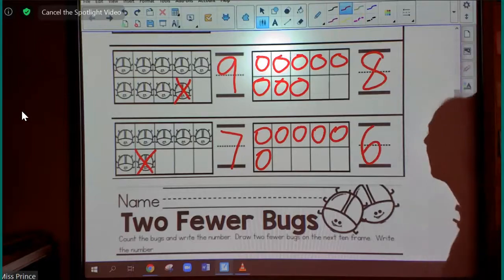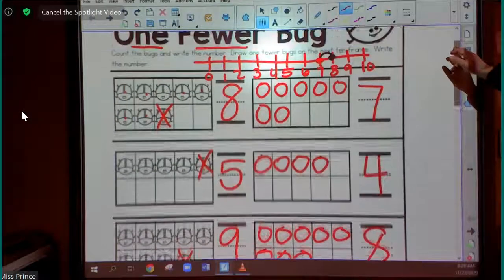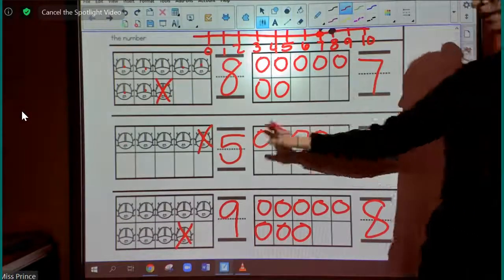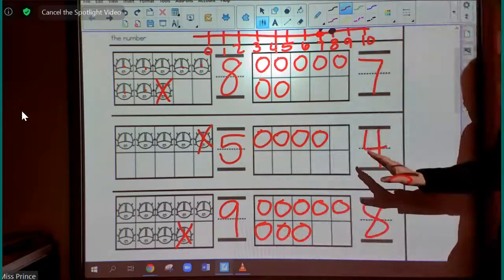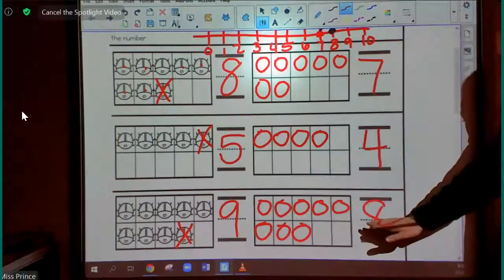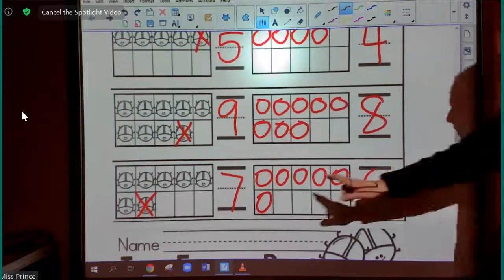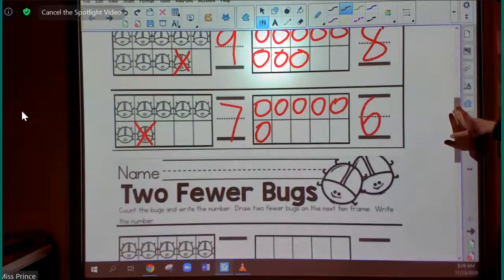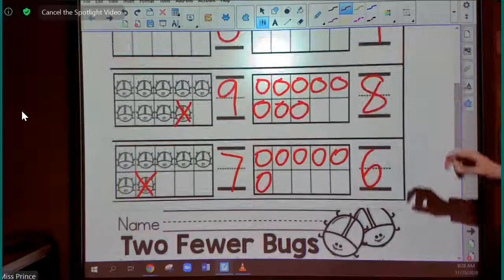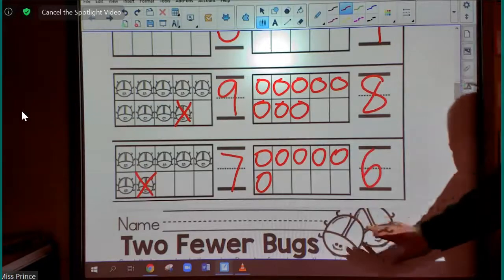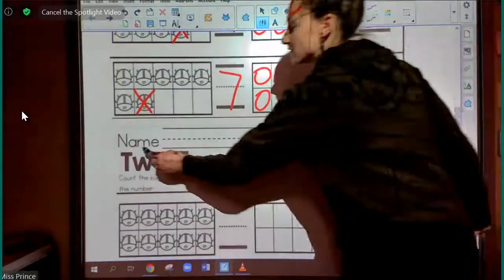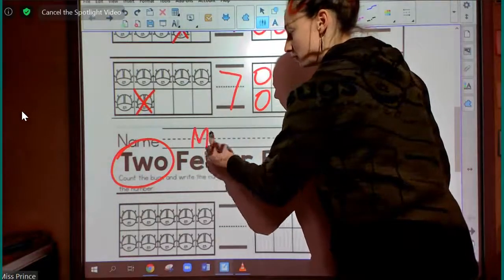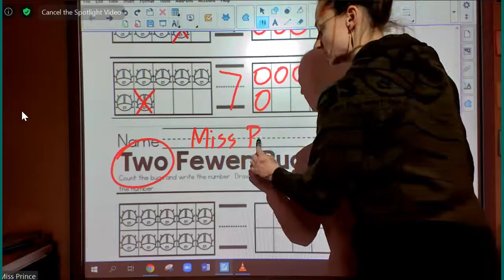So if you look, we kind of have a pattern here. It's just 1 number smaller. 8, 1 number smaller, 7. 5, 1 number smaller, 4. 9, 1 number smaller, 8. 7, 1 number smaller is 6. So we're just going down 1 number. Okay, go ahead and finish this side, and then we're going to flip it over, and you'll see over here, it says 2 fewer. So I'm going to put my name again. It's just on the back side.